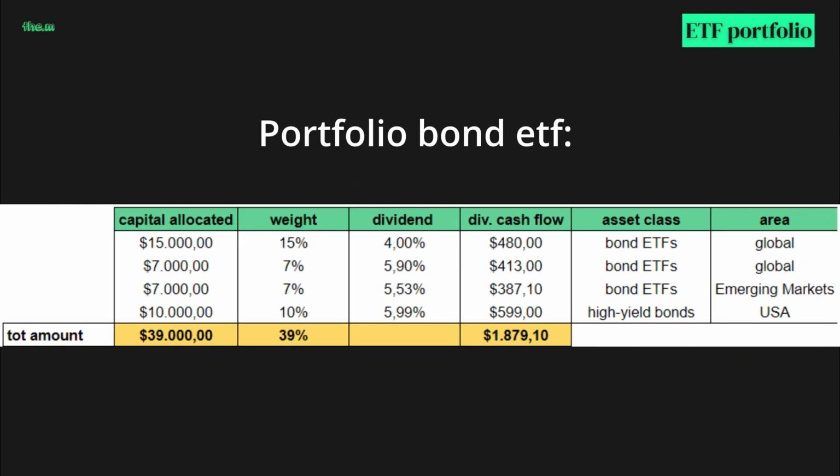We give the same look to the bond portion of ETF. Diversification was mostly done in high-yield bond ETF and global bond ETF. The flow it generates for the 39% of the portfolio capital of $100,000 is about $1,900 or a little less. Dividends vary from 4% to 6%. With this simulation, you can observe the balance and equilibrium of the portfolio.